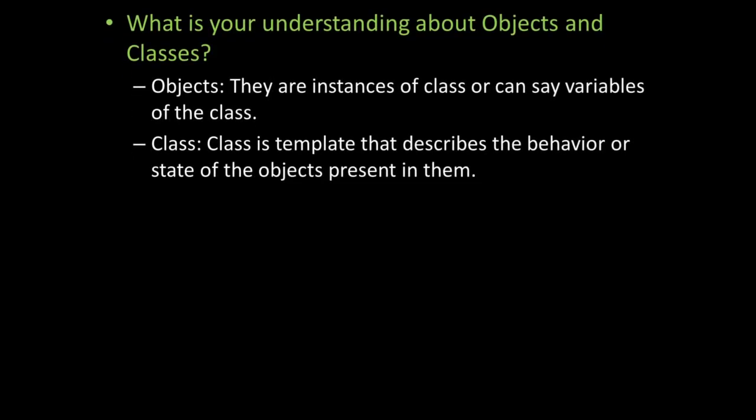Then, what do you understand by objects and classes? Objects are instances of a class, or you can say they are variables of a class. And what is a class? A class is a kind of template, or we can say a blueprint, that describes the behavior or the state of the objects present in it. So it mainly defines the objects present in it.